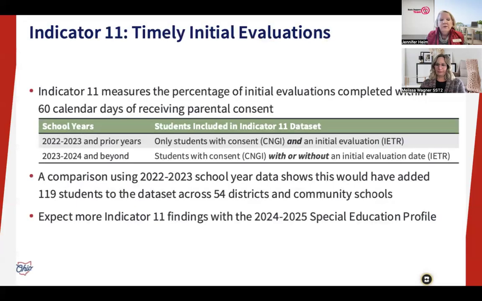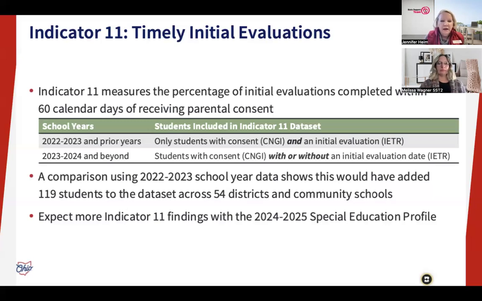So indicator 11 is about child find, and it measures the percentage of initial evaluations completed within 60 calendar days of receiving parental consent. This is another one of those indicators that requires 100% compliance.